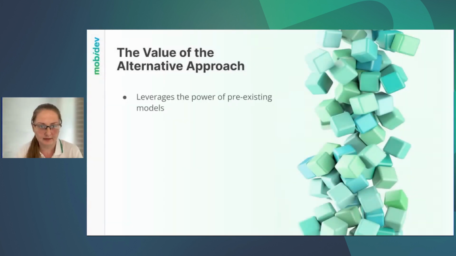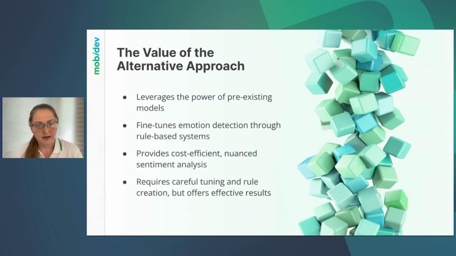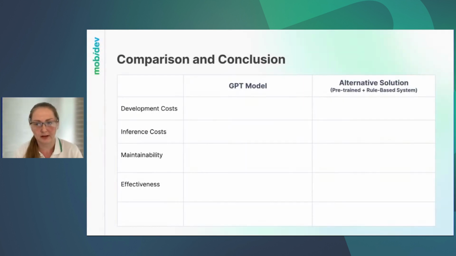Yeah, as I said, just a couple of things to mention about the value of the alternative approach. Power of pre-existing models, fine-tuning emotion detection through rule-based systems. But actually, we are going to cover everything on this slide. As I said, I defined four main things to which we will be coming back after each case study. So the first is the development cost.